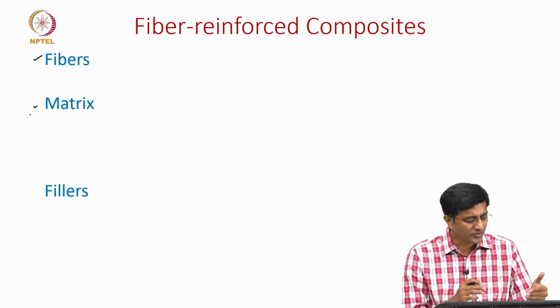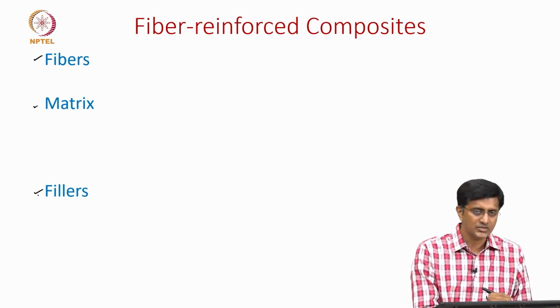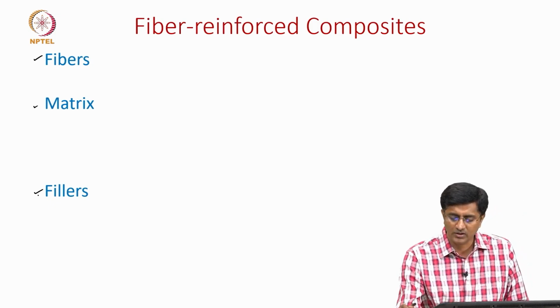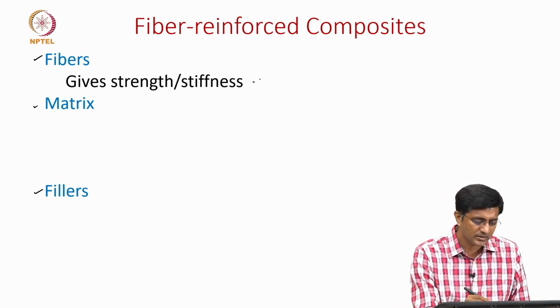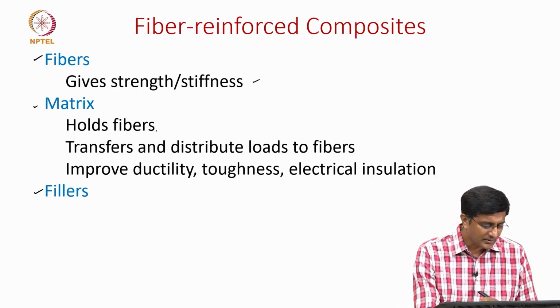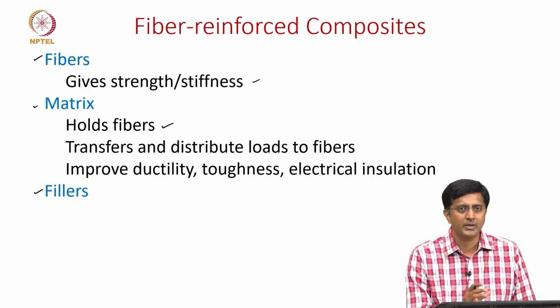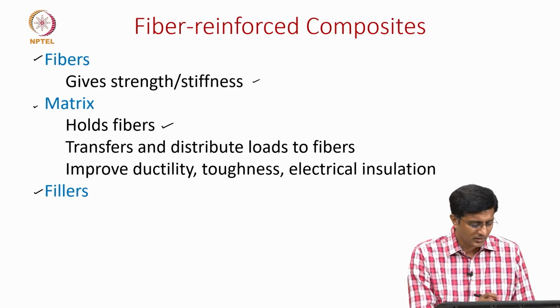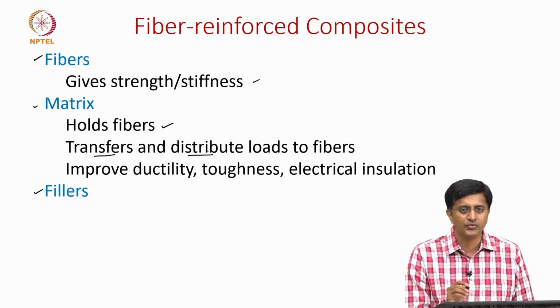But in addition to the fibers and matrix, we do add a few other materials called fillers. So, let us see what the purpose of these three materials is. Fibers, we already know, give high strength and stiffness. The primary purpose of the matrix is to hold the fibers, but in addition to that, it also helps to transfer and distribute the load to the fibers.